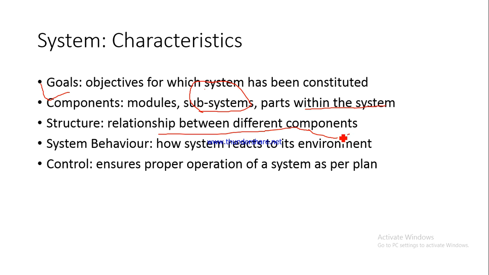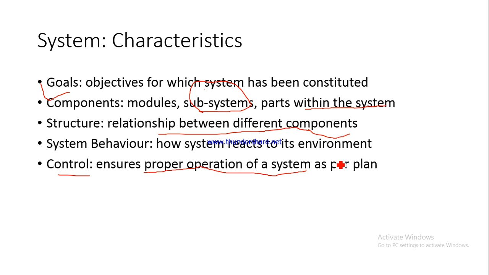And systems also have a proper control procedure. Now have a look at the control procedure, which ensures that the system is working as per plan. So the systems should ideally have some control, so that they ensure that the system is working exactly as per plan, right? Fine. So control is also a necessary characteristic of a system.